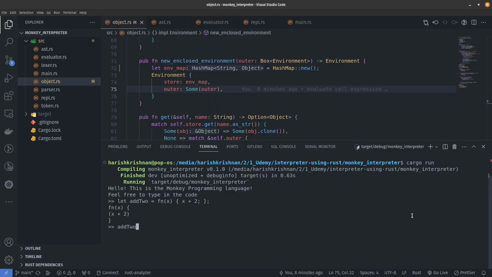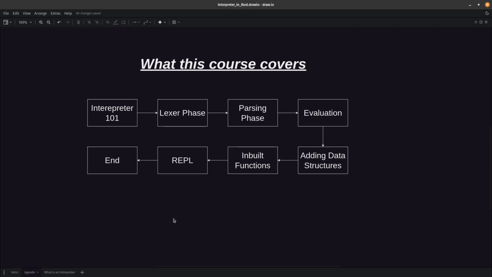And best of all, during all this process, we will also be developing a REPL. REPL stands for read, eval, print, loop. It's kind of like a command line interface where you can interact with the interpreter which we will be developing. Great. So that will be the end of the course.